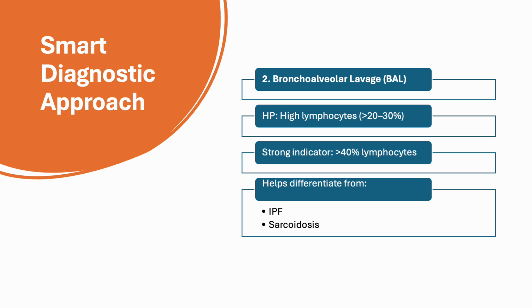So the second smart diagnostic approach after the expiratory phase CT is lavage. We can take the lavage. There will be high lymphocytes, more than 20 to 30%. Strong indicator is more than 40%. Differential for high lymphocytes in lavage is IPF and sarcoidosis.